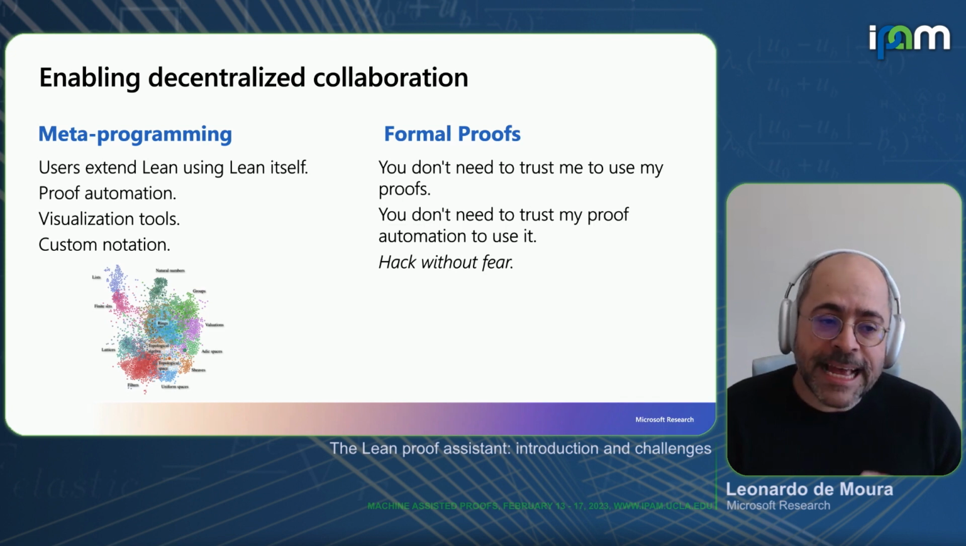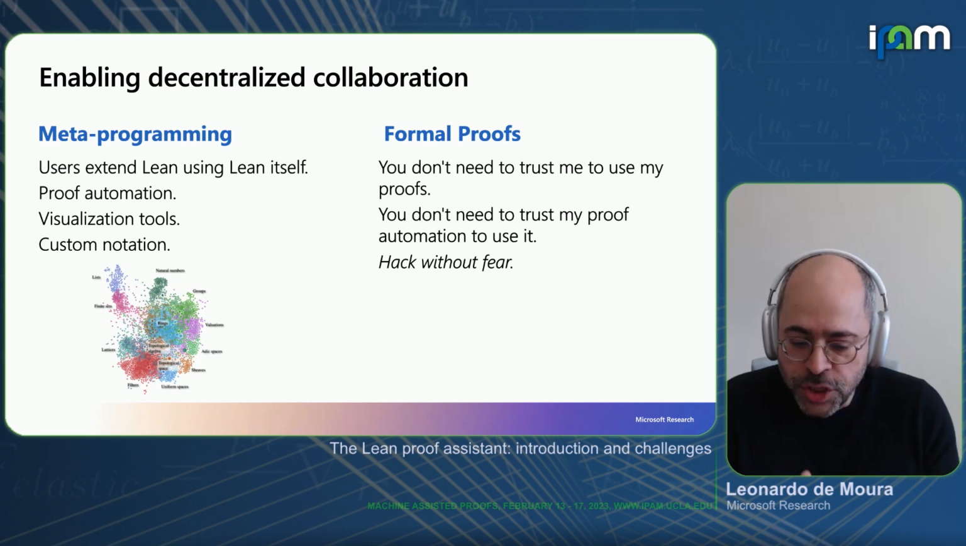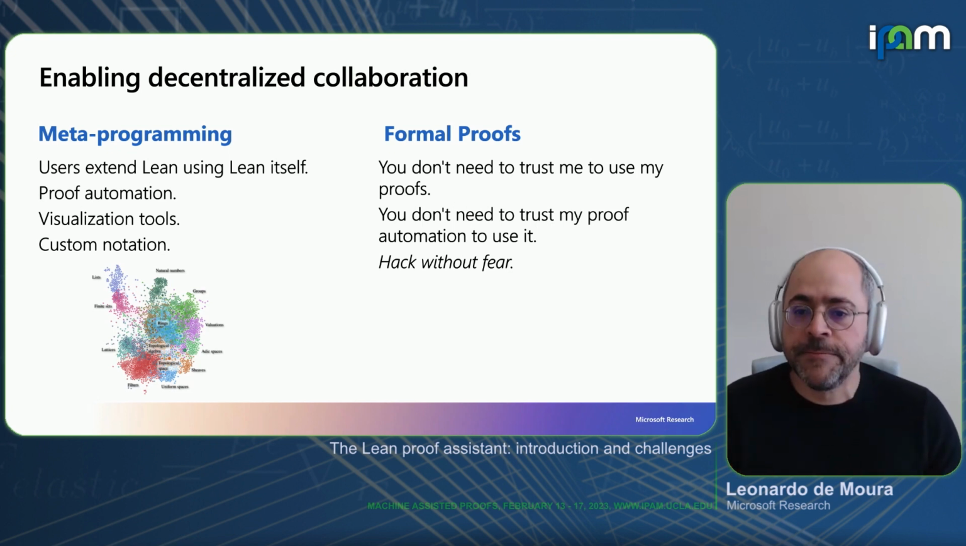And also, it's not an accident that we want users to extend Lean using itself. We have very little resources, and it's impossible for us to implement everything the community wants, and allowing the community to extend the system by themselves is really important.